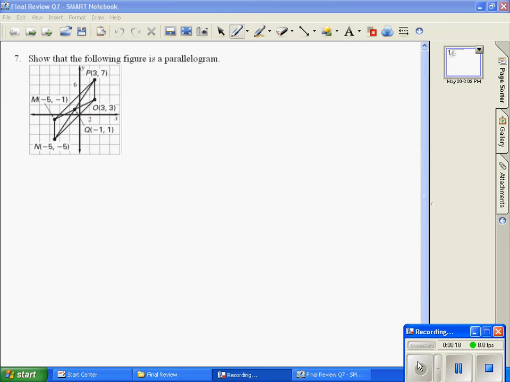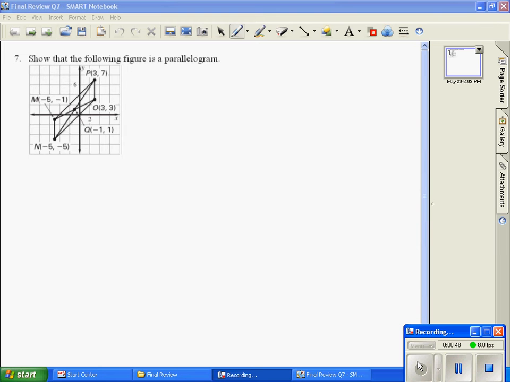One way is to show that opposite sides are congruent. For that, we use the distance formula. We can show that opposite sides are parallel. That's the second method. And for that method, we use the slope, and we show that the opposite slopes are the same. And the last method, remember, is a combination of the two. We pick two sides, and we show that both those sides are congruent and parallel.